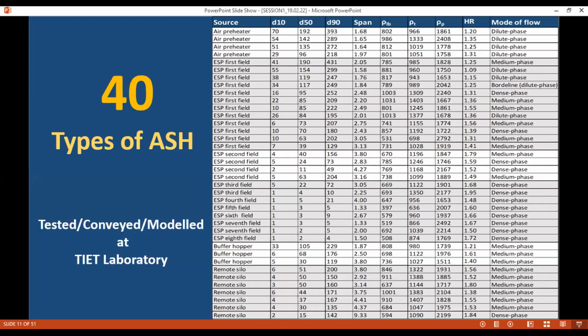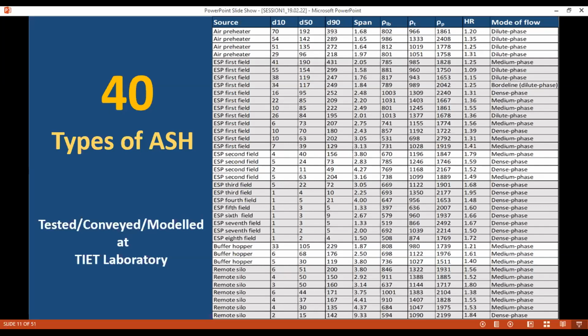So we have got a very large amount of data of ash, and we appreciate the variability that you can see in the ash. We have conveyed air preheater ash, ESP first field ash, ESP second field ash. Of course, these are not from the same plant, but we have very strategically selected plants and different ESP passes: ESP third, fourth, fifth, sixth, seventh, eighth. From all the plants, all the fields, we have collected ash, buffer hopper, remote silo, etc.